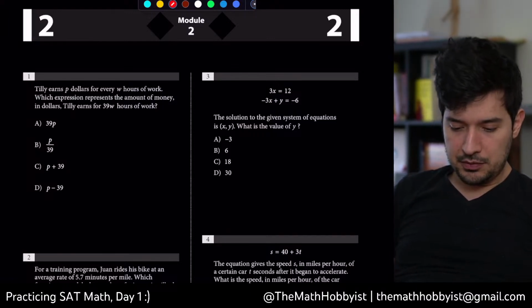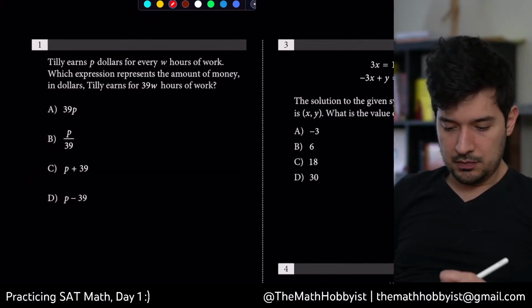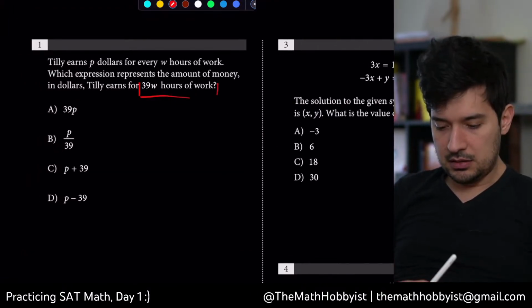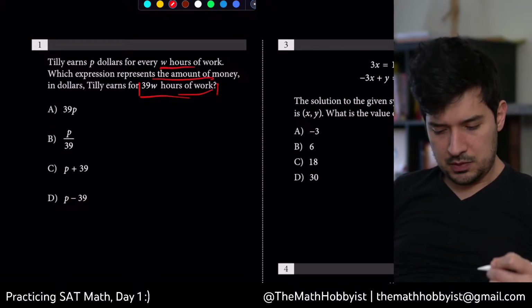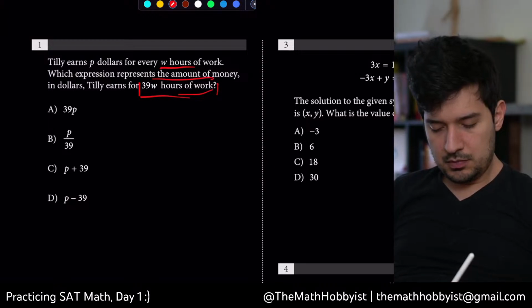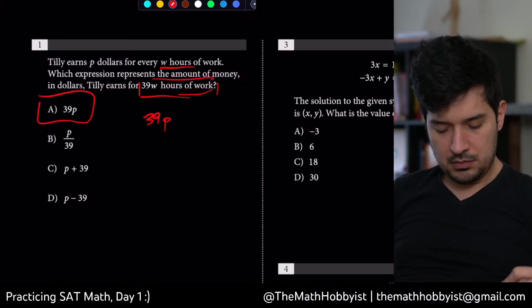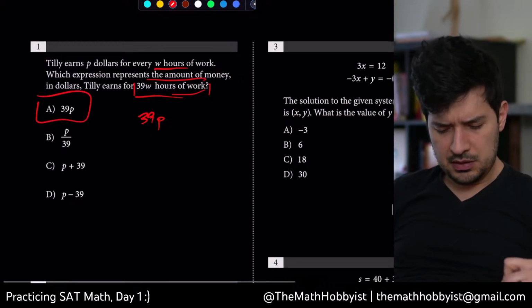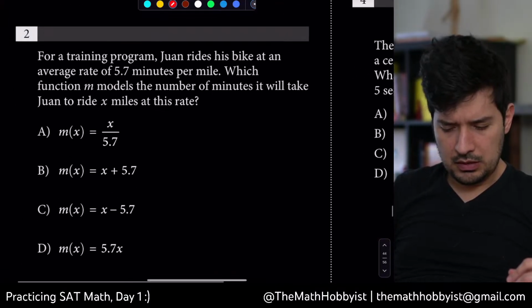Tilly, P dollars, W hours of work, expression for 39 W hours of work. For every W hours of work, 39P. Yeah, I would have expected that to be 39 PW, but I guess that's it.